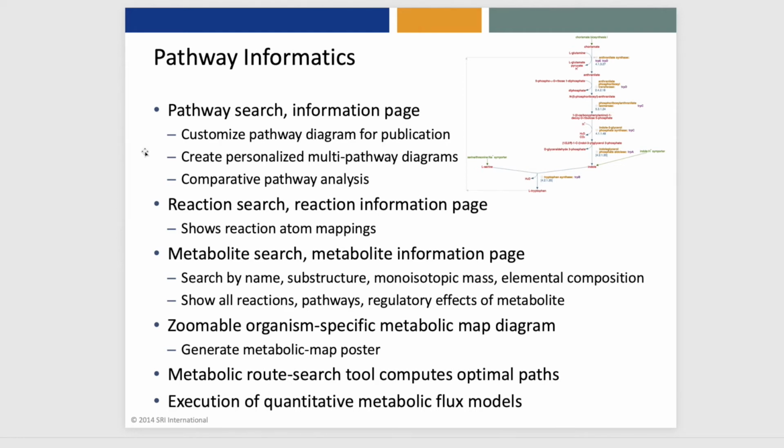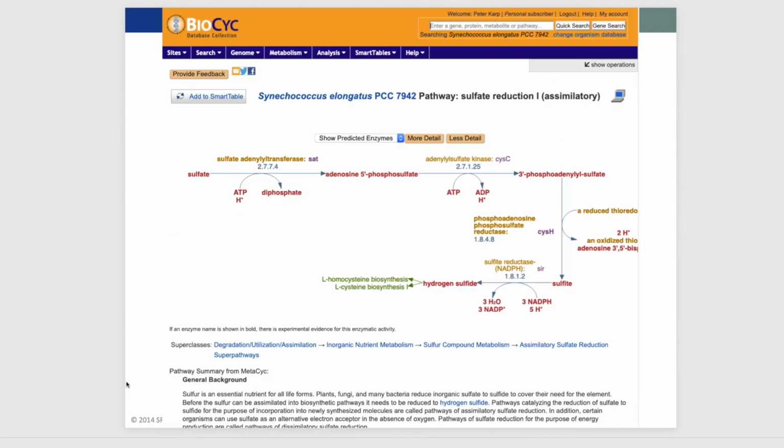The reaction pages show reaction atom mappings present in our databases. There's a metabolite search and metabolite information page. There's also a zoomable organism-specific metabolic map diagram for each organism in BioCyc, from which a metabolic map poster can be generated. There's a metabolic route search tool that computes optimal paths from a starting metabolite to an ending metabolite, and it's possible to execute quantitative metabolic models through BioCyc.